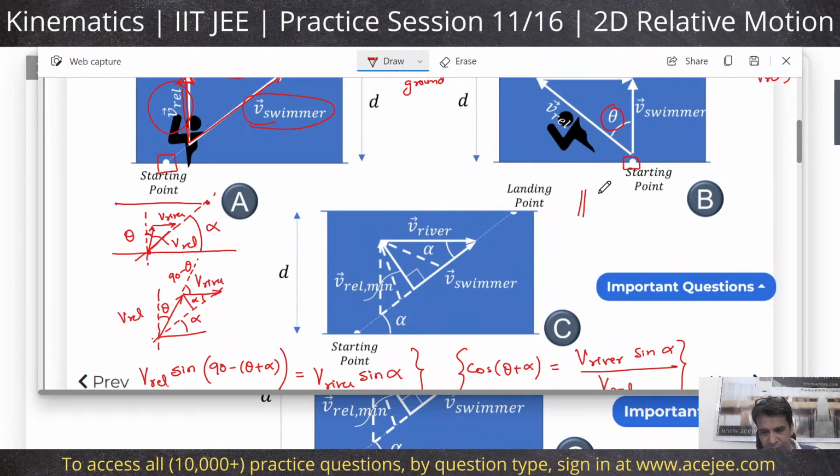Sir, what are the things we know in the third one? In the third one, we are given the angle alpha that the line joining the landing point and starting point makes with the horizontal. No V river, that's it. And we are asked to determine the minimum relative speed with which the swimmer should swim such that he or she reaches that landing point.